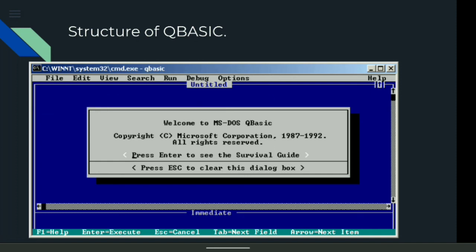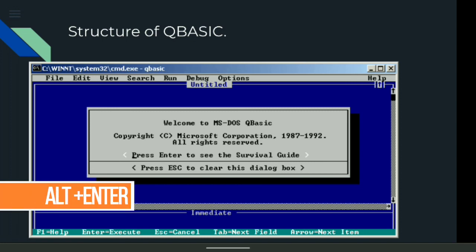And if you want to increase the size of the window, you'll have to press Alt plus Enter, and in order to reduce the size of the Qbasic window, you can also use Alt plus Enter. So this was it.